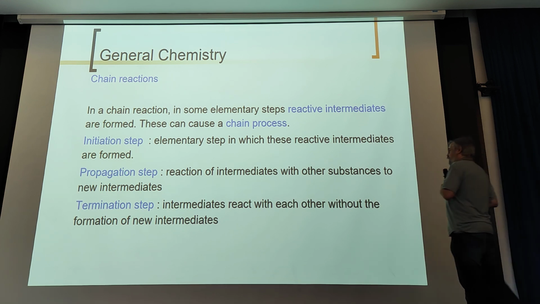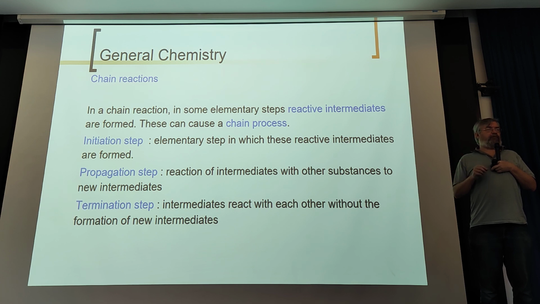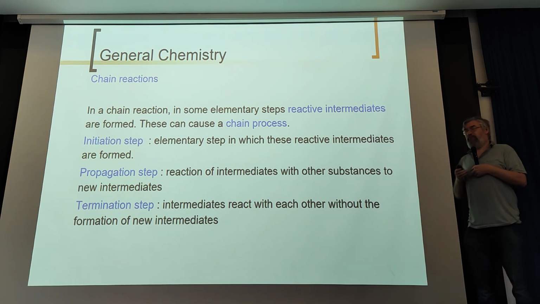Then, in the last step, the intermediate might disappear. So now our reaction is stopping. This is a termination step of the reaction. For instance, if it is a radical reaction, two radicals are coming together to form a bond. Now our reaction is dead. There are no further reactive intermediates.